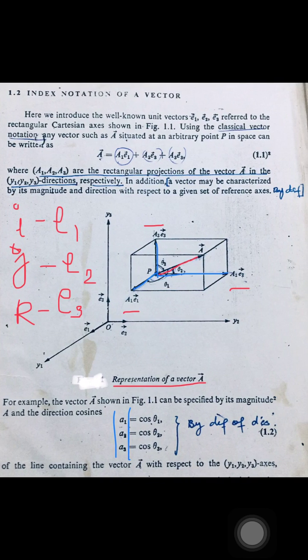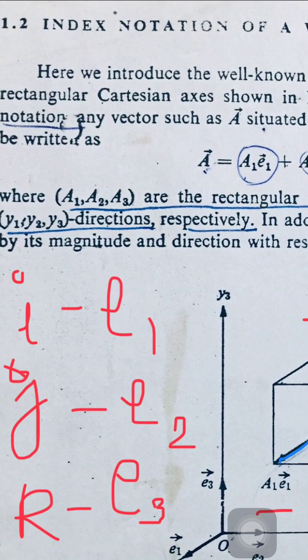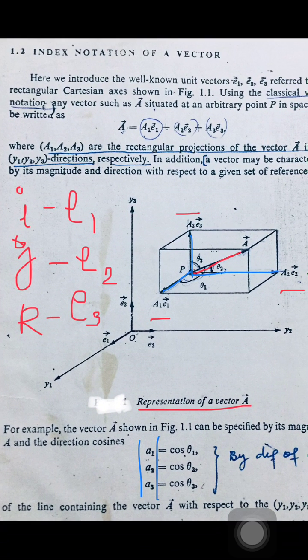This is the index notation of a vector. We have the idea that a vector A bar, as we have already written in earlier classes, is a1i plus a2j plus a3k. Here we consider and introduce the well-known unit vectors ijk, which in continuum mechanics are changed to the notations E1, E2 and E3.